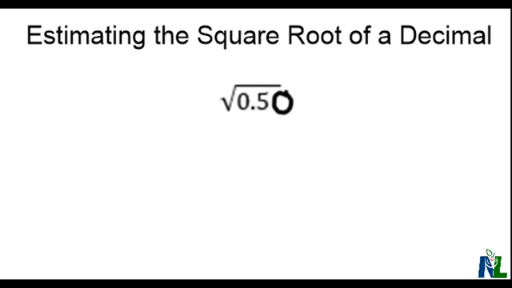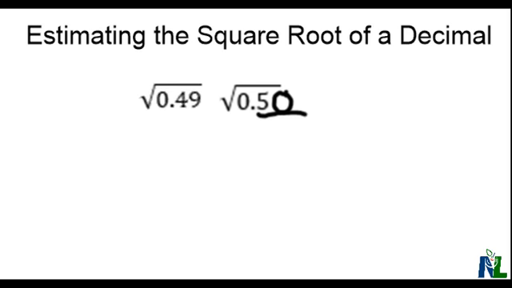If you think about the 50 that you can see in the 50 hundredths, you can think about perfect squares that are close to 50. So I know that 7 times 7 is 49. That's pretty close to 50, it's just a little bit smaller. So 0.7 times 0.7, which is 0.49, is going to be very, very close to the square root that I'm looking for.